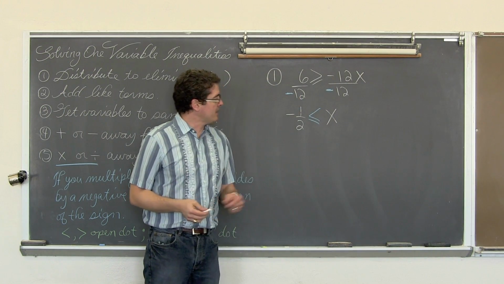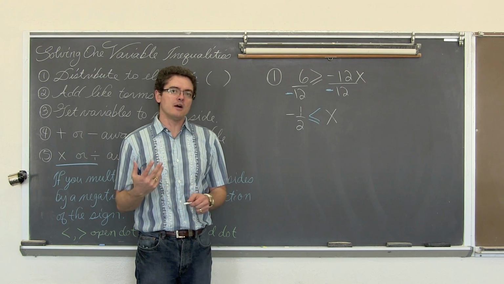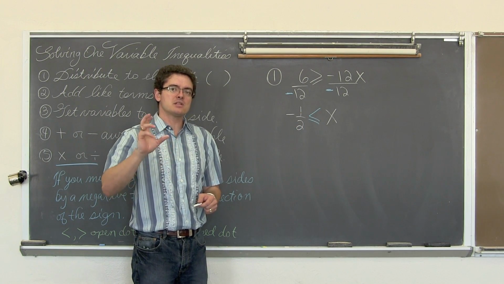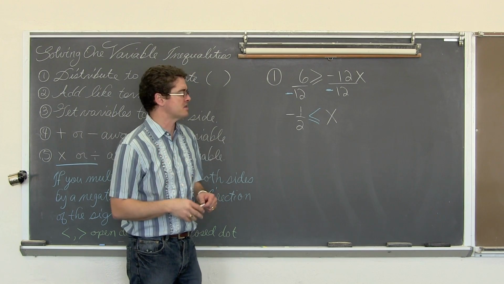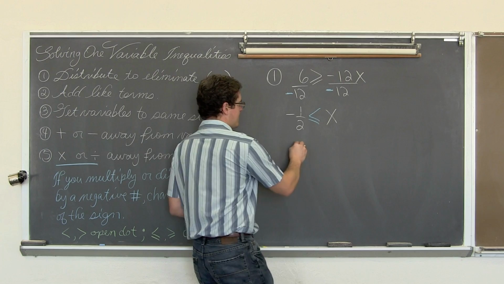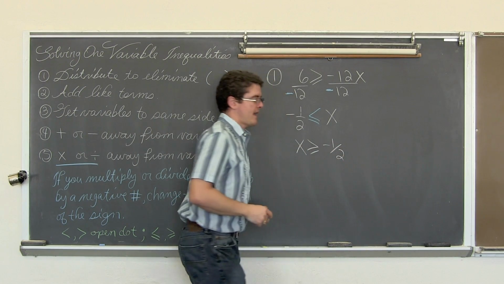This reads negative 1/2 is less than or equal to x. If you're more comfortable with it, you can swap the sides of the inequality. I don't know why I just said triangle. And write this as x is greater than or equal to negative 1/2.